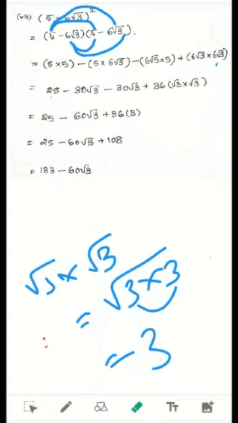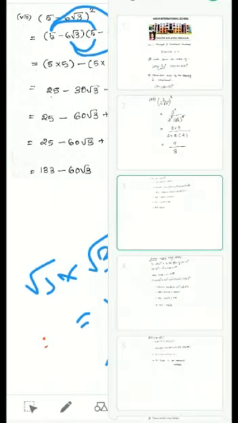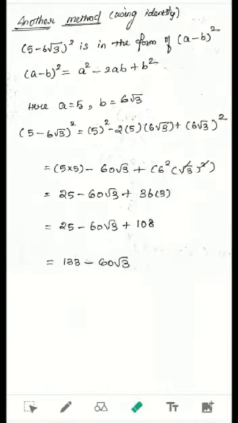The same problem we have another method to solve. Another method, it's very simple, because that another method is nothing but we can use the identity to solve the problem. Just look at the question here. It is given 5 minus 6 root 3 the whole square. So that is in the form of a minus b the whole square. So what is the identity? A minus b the whole square is equal to a square minus 2ab plus b square.